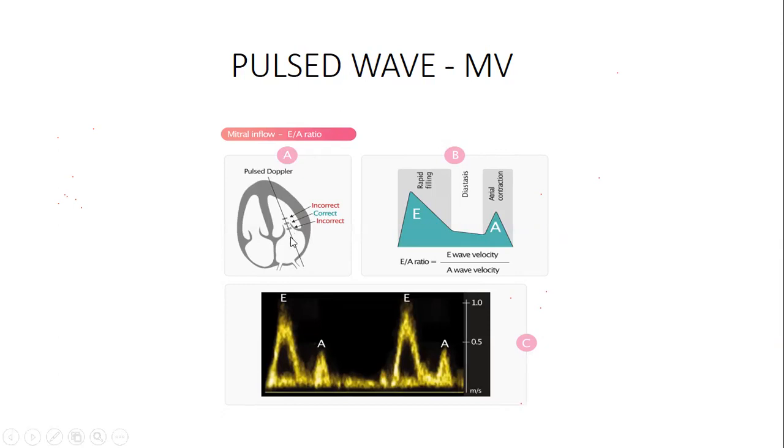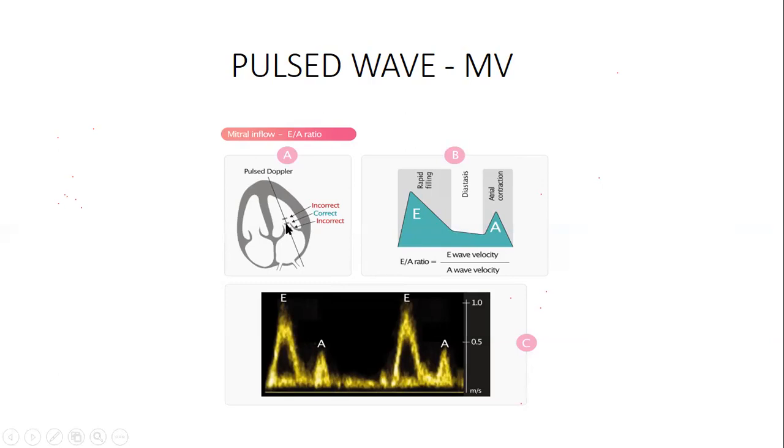This is very self-explanatory. You don't put your sample gate there. You don't put it there. You put it right at the tips of the mitral valves using the apical 4-chamber view. Put your sample gate at the tips of the mitral valves, not below.